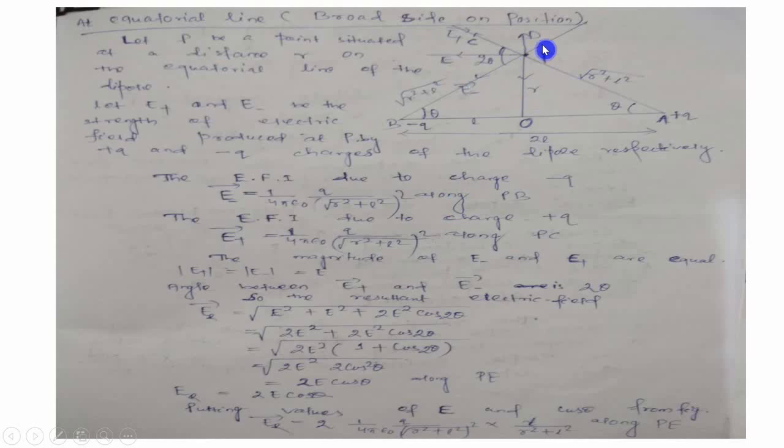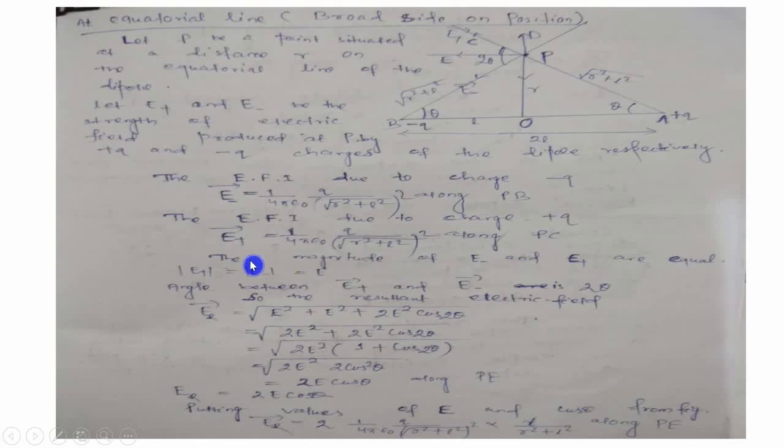Electric field intensity due to a point charge is equal to 1 by 4 pi epsilon naught Q by R square. So here the distance is square root of R square plus L square. So this one is square root of R square plus L square whole square. Then similarly, the electric field intensity due to the charge plus Q, E plus equal to 1 by 4 pi epsilon naught Q by square root of R square plus L square whole square along PC.